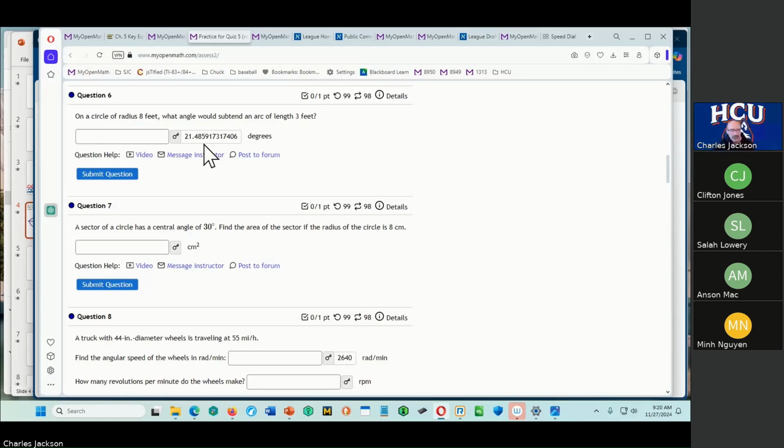The answer they want is in degrees. We've got 3/8 of a radian, so we have to convert that to degrees. How do we do that? Check in the chat. There's no answer.